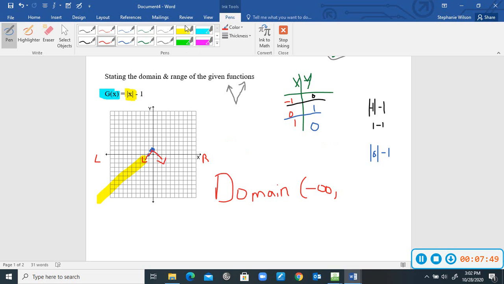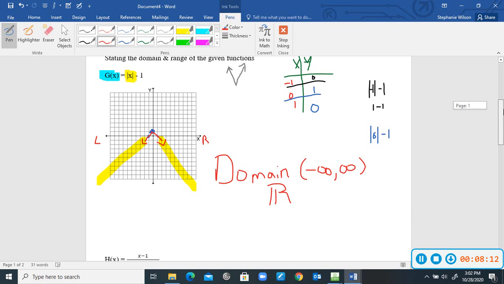Now, let's keep on reading it. So when we follow the whole entire line out to the next arrow, it goes continuous out, and it's going to eventually eat up all the positives. So my domain here is all real numbers. It's negative infinity to positive infinity, or you can call it all real numbers.